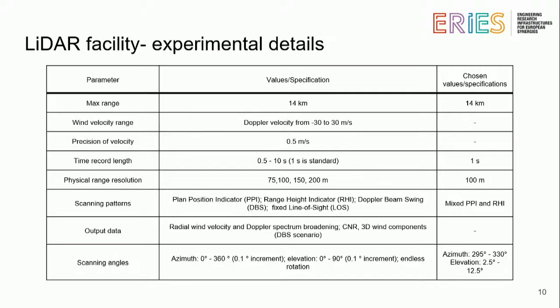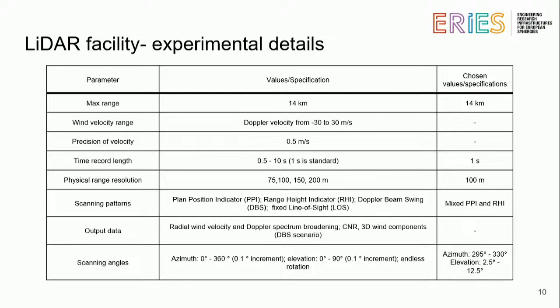There are 4 options. So we have PPI. That means the elevation is fixed, and then azimuth is changing. It can go from 0 to 360. Then we have RHI, where azimuth is fixed, and then elevation is changing from 0 to 90 degrees. Then is DBS, which is technically LiDAR profiler, so we have vertical profile of the wind speed. And the last one is LOS, so we are shooting just in one direction in the atmosphere.